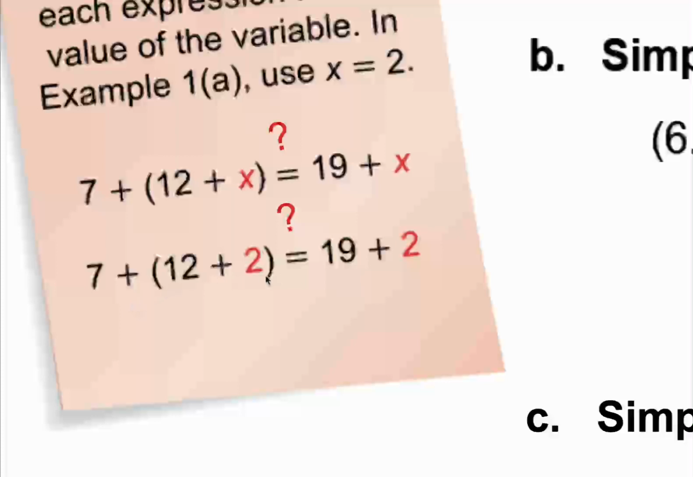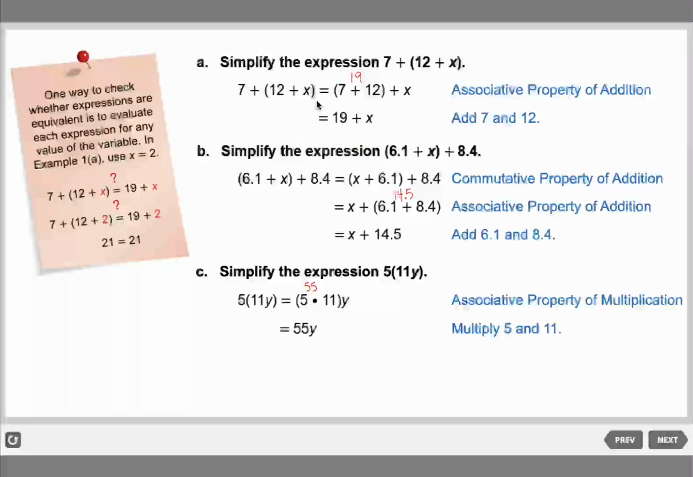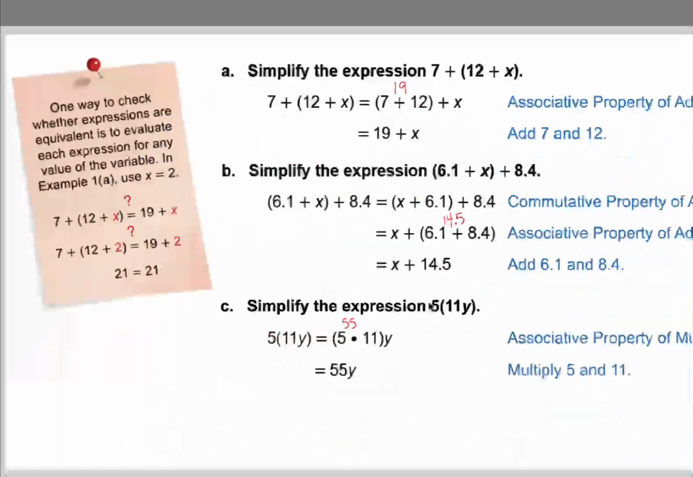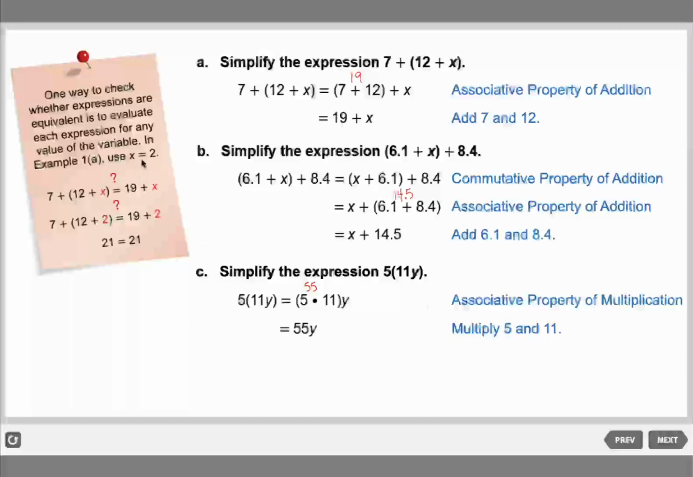12 plus 2 equals 14. 14 plus 7 equals 21. Now, to the right side, 19 plus 2 equals 21. So they are the same. So the solution for letter A is correct because we get the same value when we use a number for x, a value for x.